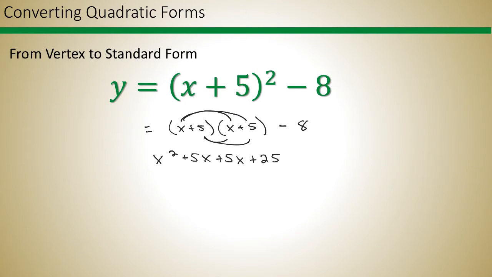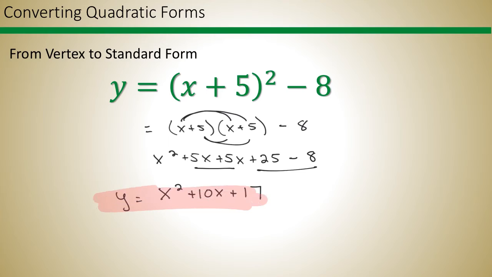Okay, and since there's nothing on the outside, I don't need to put parentheses around this. And we should have a minus 8 here, and let's combine our like terms. So we've got x squared plus 10x. Combine these, and that's going to be plus 17. So this would be the standard form of that vertex form equation we have at the top.